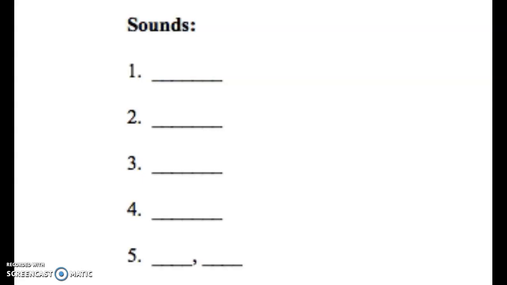Write the letter that makes the U sound in mule. U. Write the letters that make the U sound in mule. Sound number 2. Write the letters that make the IV sound in give. IV.